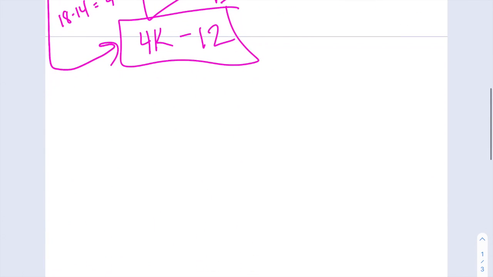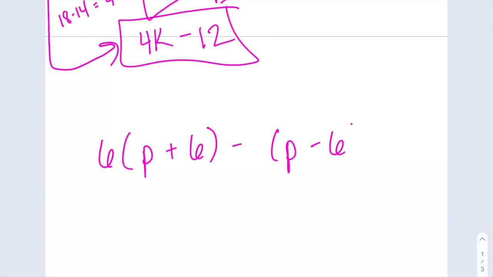I'll do one more example. This one is a pretty interesting example, because there's something that is there but isn't there but is there, as I like to say. So let me just write it out. I have 6 times p plus 6. Ooh, cool. And then I have minus p minus 6. And notice how my second p minus 6 is in a set of parentheses. That's important because we're actually going to be doing some distributing there.